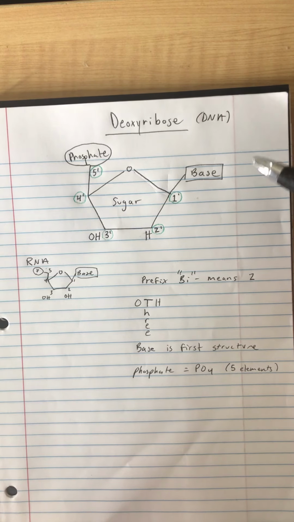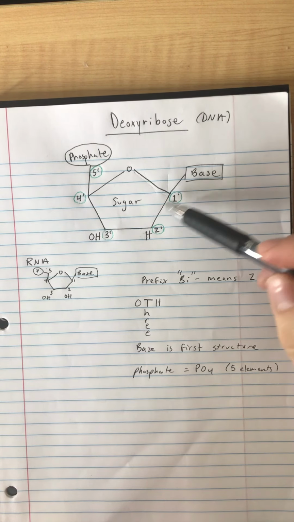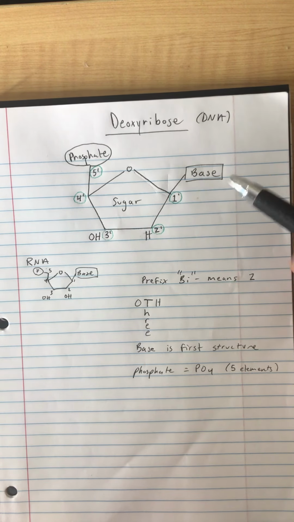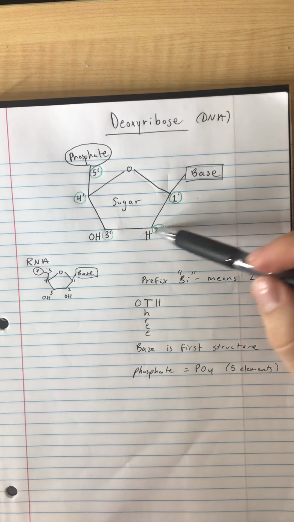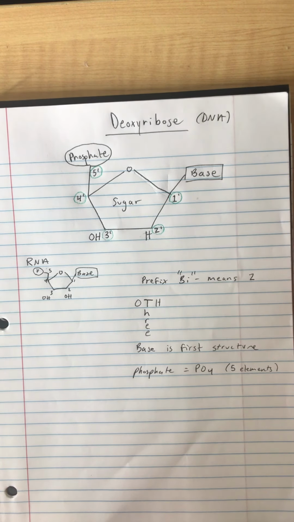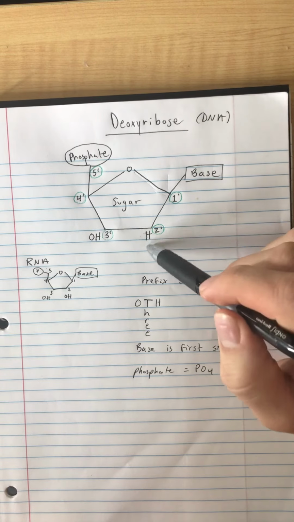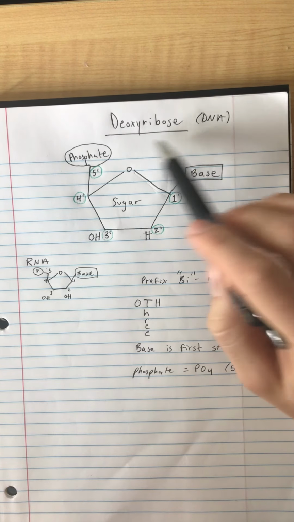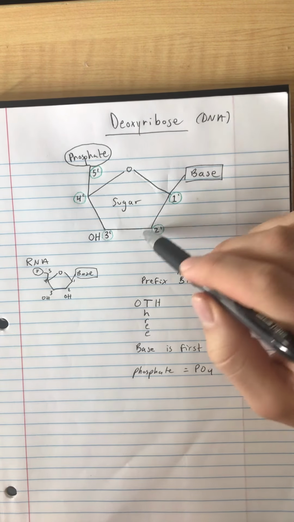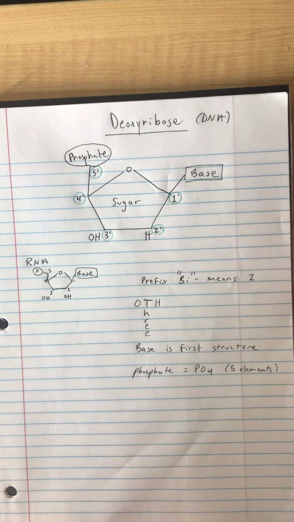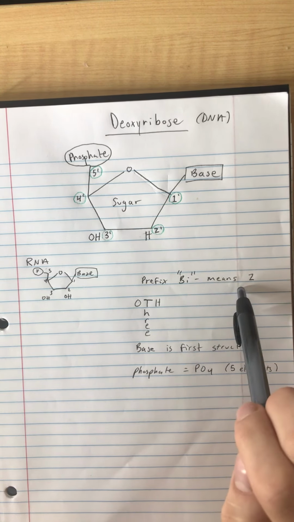These are some tips on how to remember what attaches to the carbons of the sugar on a nucleotide. And I used to always have trouble remembering what carbon lost the oxygen when going from RNA to DNA. On this model here, this is DNA deoxyribose, which means without oxygen, so there's no oxygen on the 2 carbon. And remember, the 2 carbon loses it because of the prefix bi, which means 2.